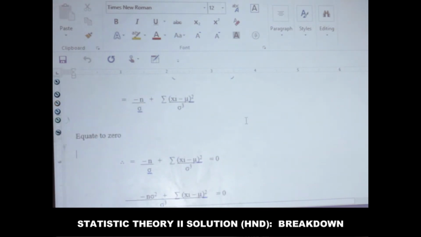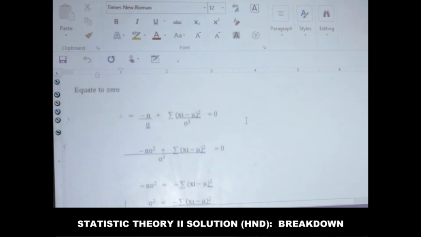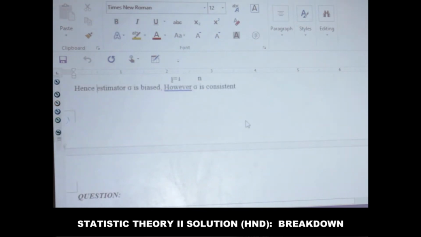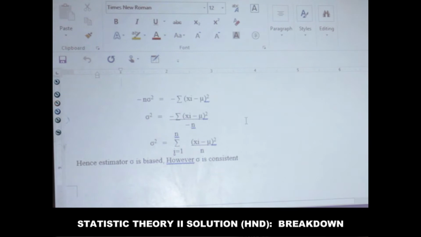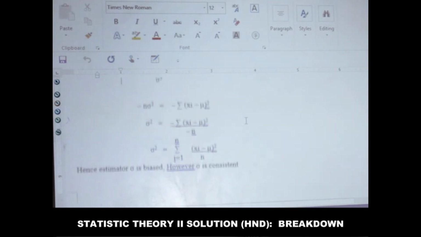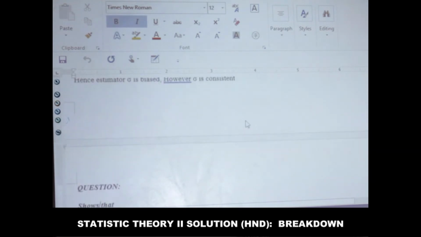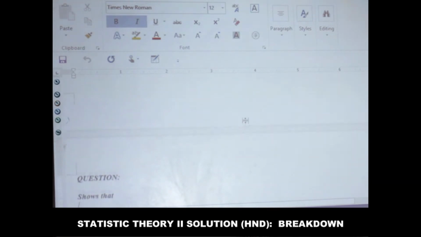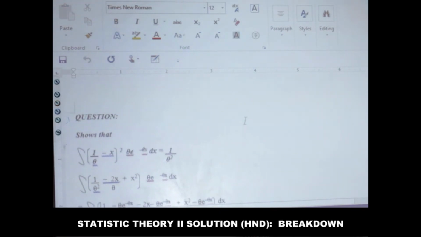Why is my sigma biased? Because at the end of the day, my sigma gives me a negative summation and a negative n, but my sigma is consistent because it continues from the initial solution to the end, and there is not much difference between the first and the last.